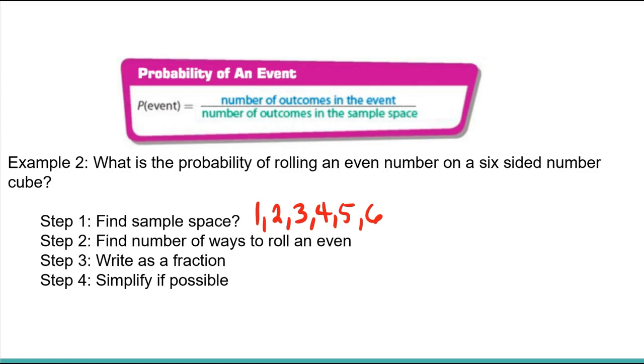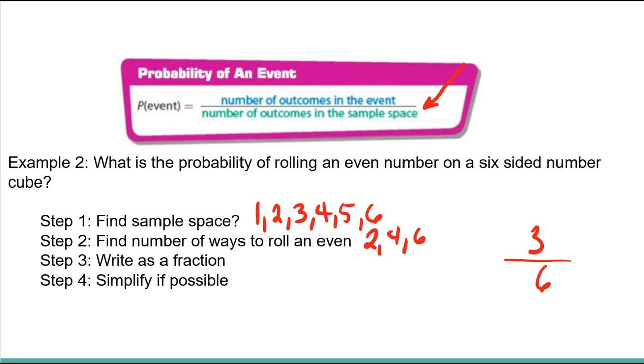So now we look at that. That's our sample space. That means there are 6 numbers. So that's my total possibilities. That is where I put my number in the denominator. And in my numerator, I want the number of outcomes that meet my criteria. So the number of ways to roll an even are obviously 2, 4, and 6. And that means that there are 3 outcomes that meet my criteria.